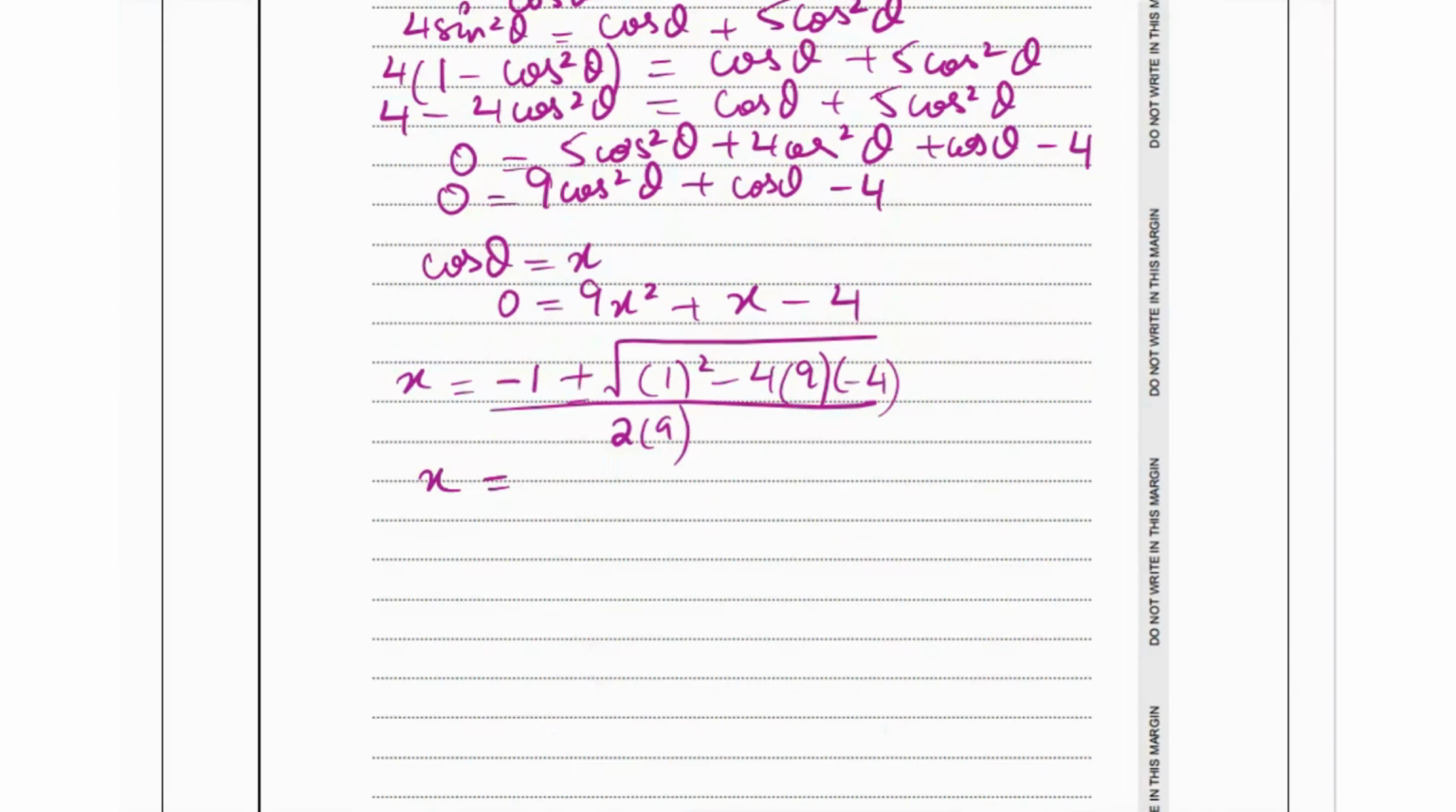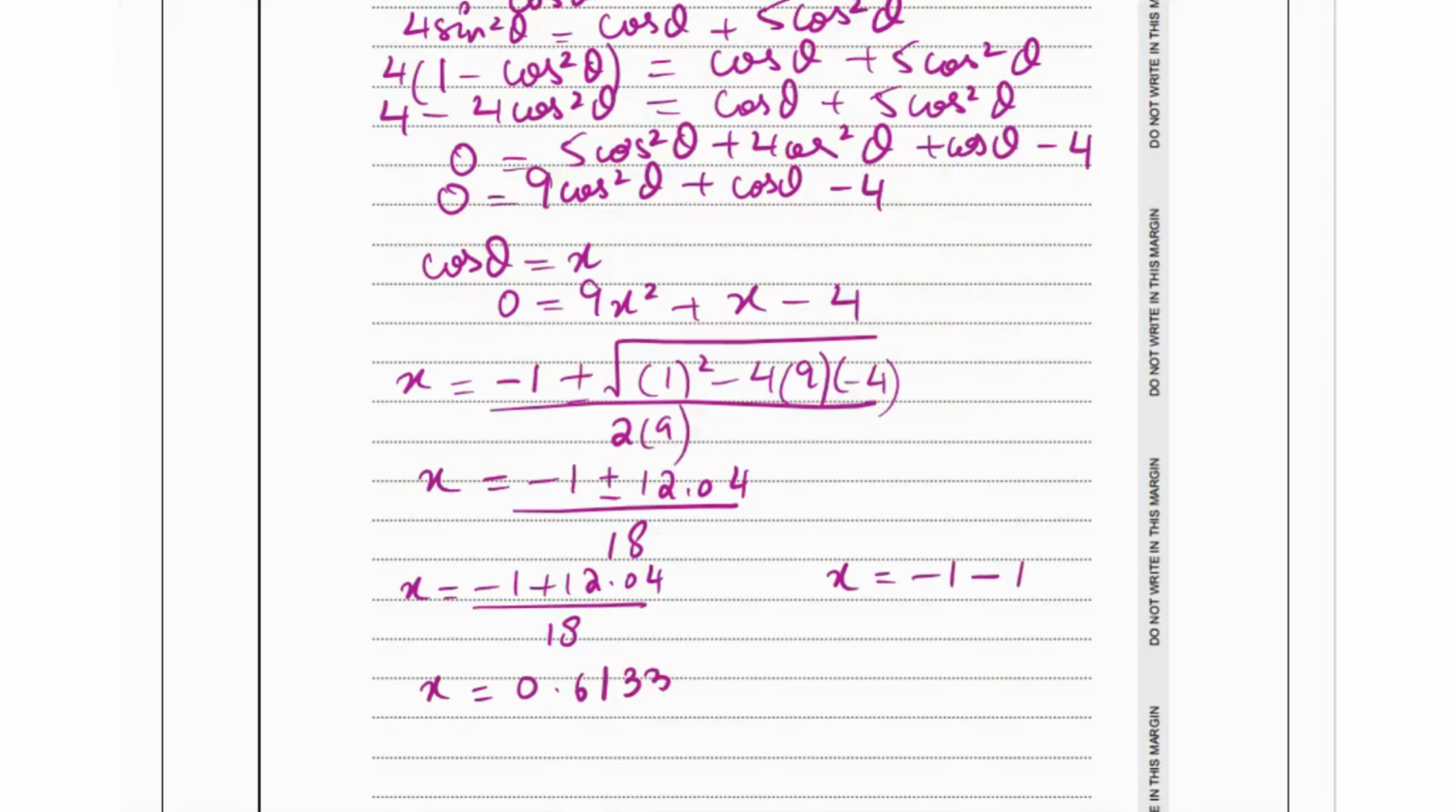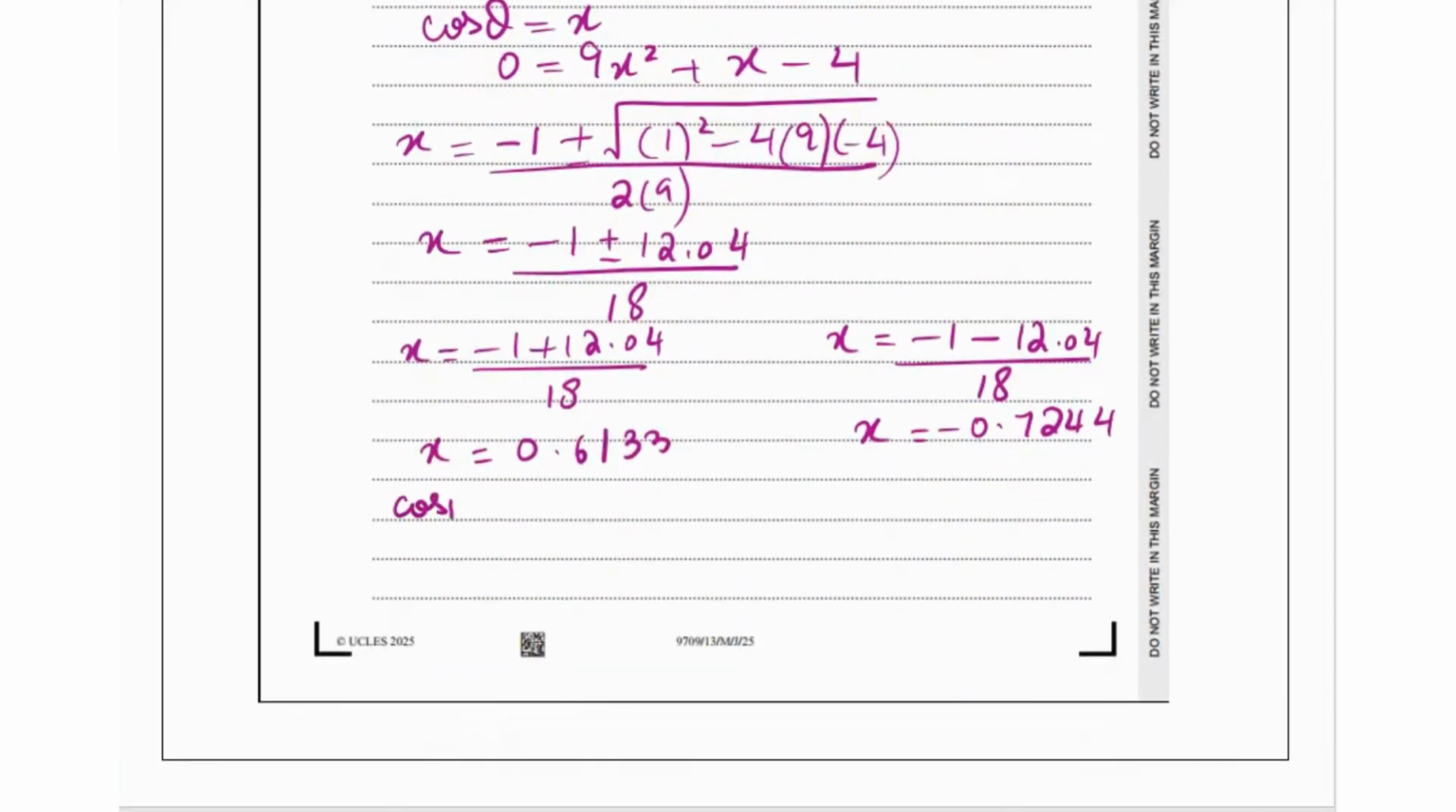-1 plus minus 12.04 divided by 18. So x is going to be -1 plus 12.04 divided by 18, which equals 0.6133. And the other value is going to be -1 minus 12.04 divided by 18, which is going to be negative 0.7244. So now cos theta is equal to 0.6133.